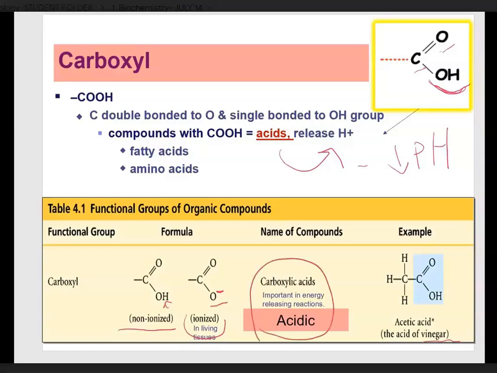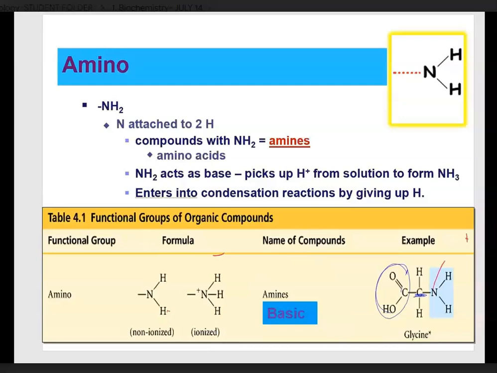The amino group is super easy to identify because we can see the presence of nitrogen, and you're going to see nitrogen is attached to hydrogen.